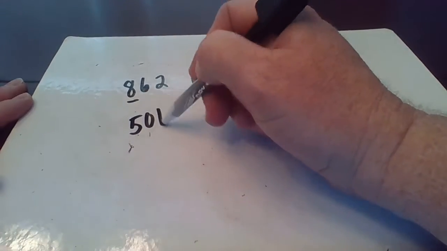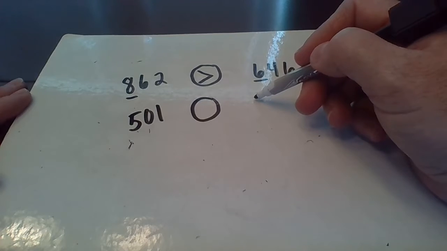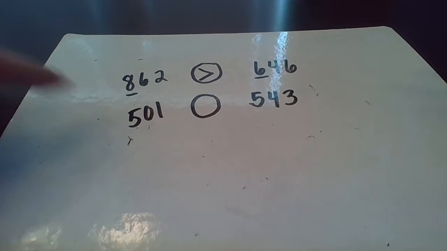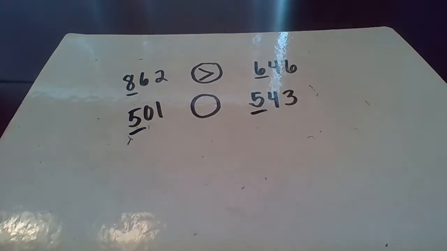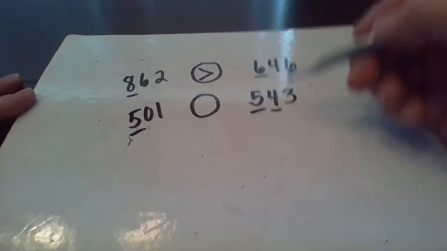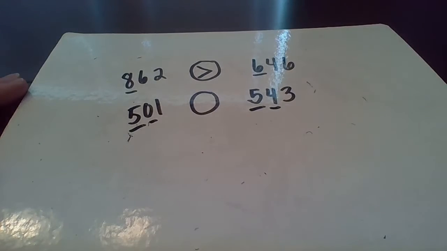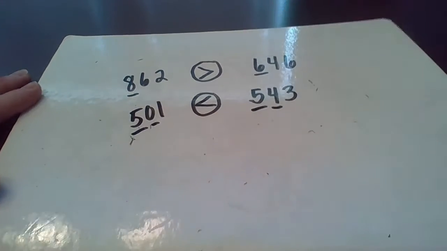Let's do another one. If you have 501 and you're comparing it to 543, we look at the value of the highest place. In both numbers, we have a 5 or 500. So that means that that place is the same. Now we're going to look at the tens place. We have a 4 and we have a 0. Would you rather have 4 tens or 0 tens? I'd rather have 4. So I'm going to open up to the bigger number and point to the smaller number.